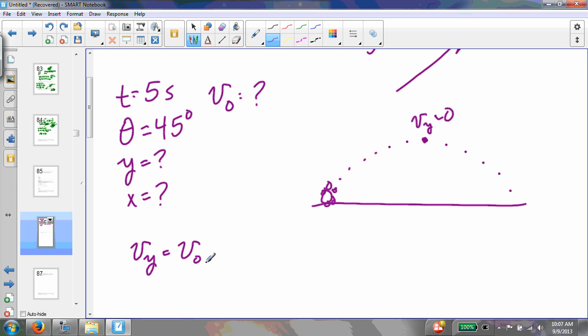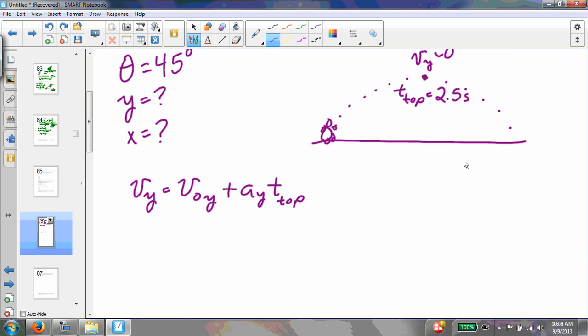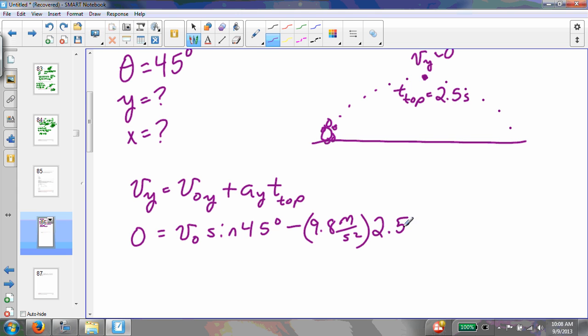Further, I know that Vy is equal to V naught y plus a_y t. I also know, we'll call this t top, that the time at the top is equal to 1/2 of 5 seconds, which is 2.5 seconds. So I can solve for my V naught. Vy at the top is equal to 0. V naught y is equal to V naught times the sine of the angle, which is 45 degrees, minus 9.8, because our acceleration is negative, times 2.5 seconds.